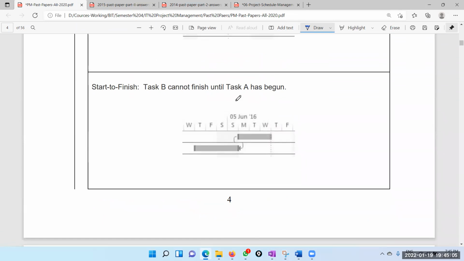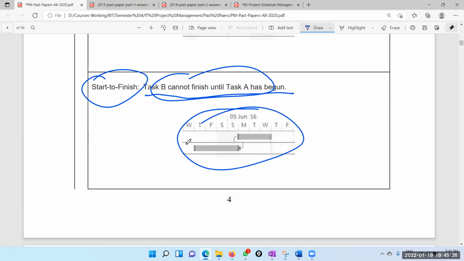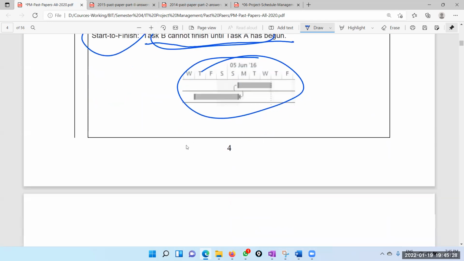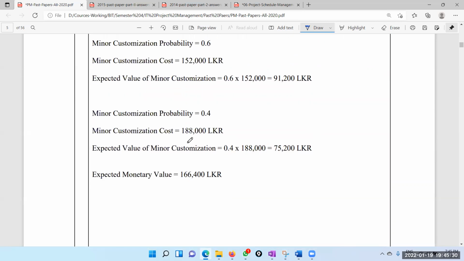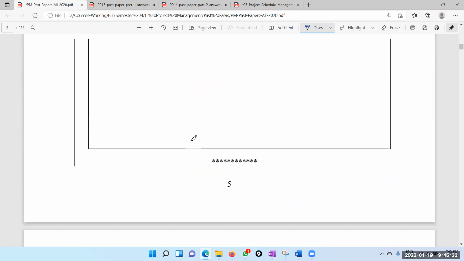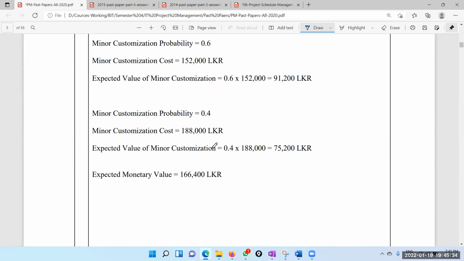So you must have no doubt about those things. And then you have to draw it properly and explain it. And just a small explanation, start to finish: task B cannot finish until task A has begun or started. Likewise, description, label, description, and diagrammatic representation. So that's only, they haven't given you a calculation at that time.